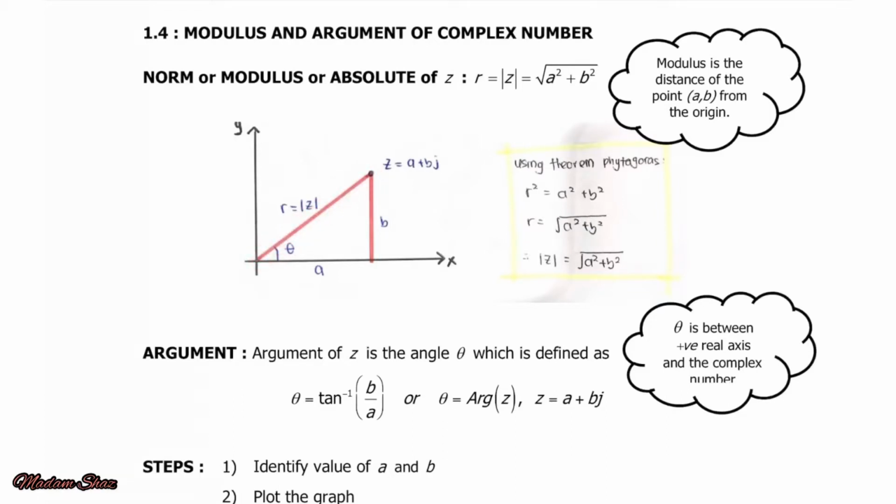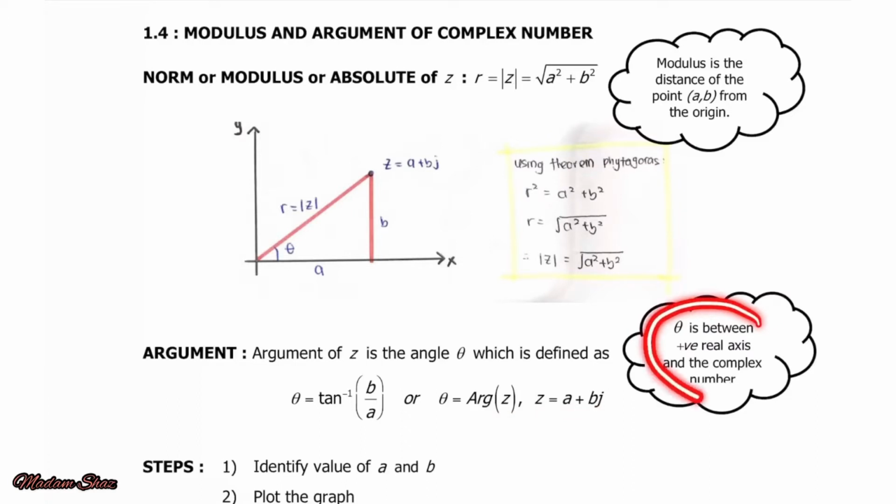Theta, this theta here stands for the argument. Theta is tangent inverse b over a. So where you have to find b and a here, b and a is from our complex number. So theta is equal to tangent inverse b over a, or the other notation for theta is argument of z, whereby z is equal to a plus bj.